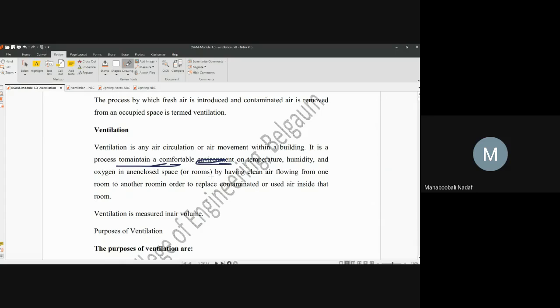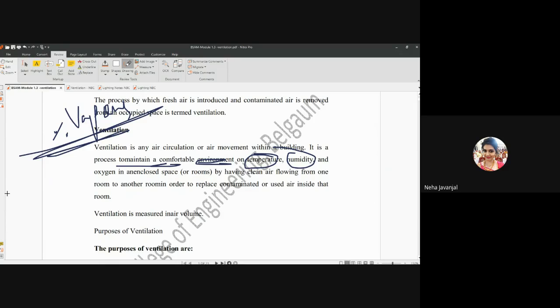What are the environmental parameters which make you comfortable? Temperature. Okay, humidity. What do you mean by humidity? Heat, high temperature, sir. No. Some moisture content. Very good. Generally we should not say moisture content; it is called water vapor. In other words, moisture content is also correct.